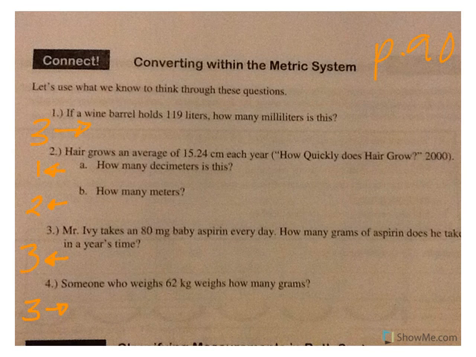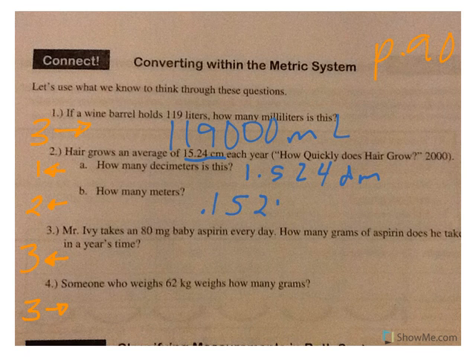Okay, so as you can see on the left-hand side, I've got orange here with arrows, and that tells you how many places you need to move your decimal and which direction. So number 1, we need to move our decimal 3 to the right, which gives me 119,000 milliliters. In 2A, starting with centimeters, I would move it left 1, which would give me 1.524 decimeters. And then in part B, I also went from centimeters. So from centimeters to meters, you go 2 places, which gives you 0.1524 meters.